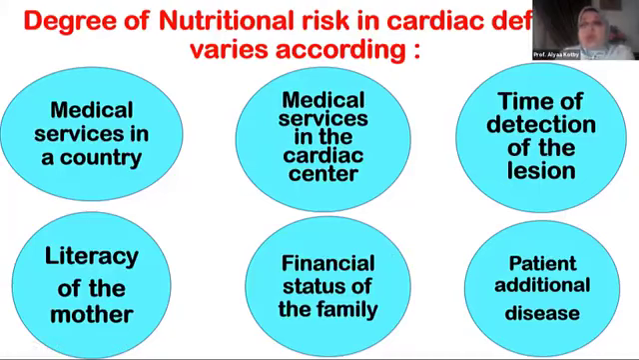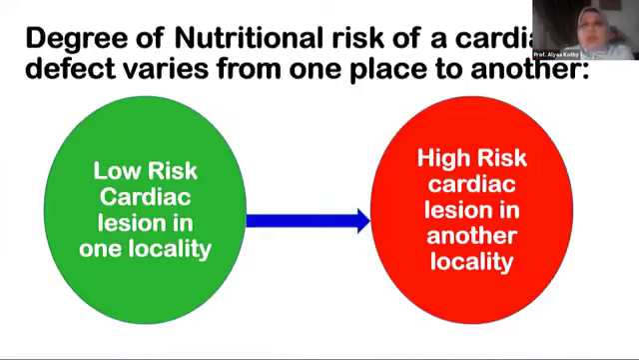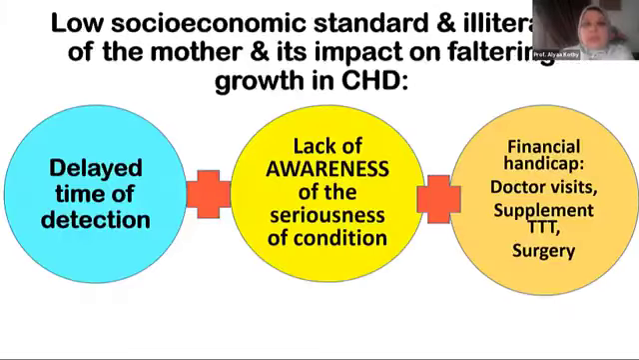So the nutritional risk actually varies from one place to another. The degree of nutritional risk of the cardiac defect varies from one place to another. A low risk cardiac lesion in one locality might be a high risk cardiac lesion in another locality. So we have to study all circumstances together if we want to assess the patient.